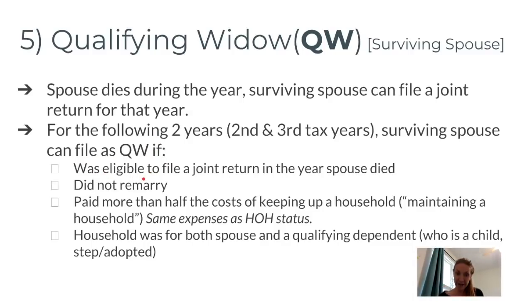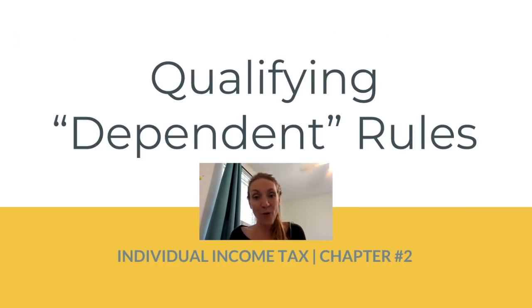if, number 1, they were able to file a return that first year when the spouse died, did not remarry after that, paid more than half the cost of keeping up a household, same expenses as had a household qualify, and household was for both this living surviving spouse and a qualifying dependent who is a child, which can be a stepchild or an adopted child as well. Next, we're going to talk about the qualifying dependent rules. We will come back to filing status when we talk about the standard deductions.